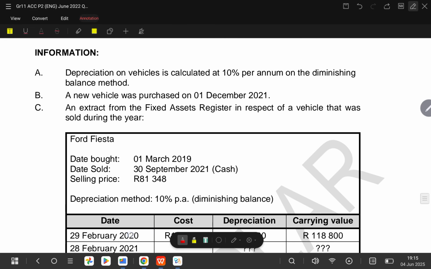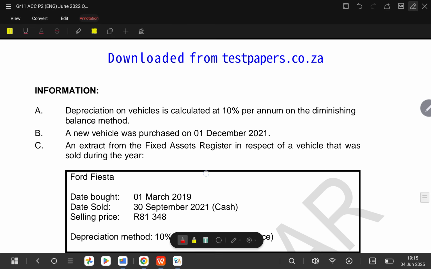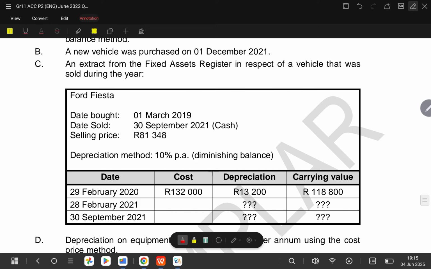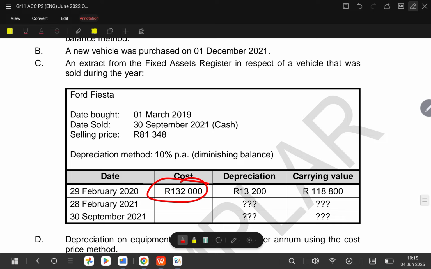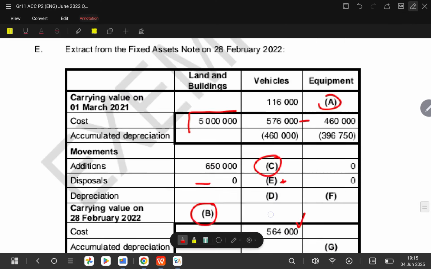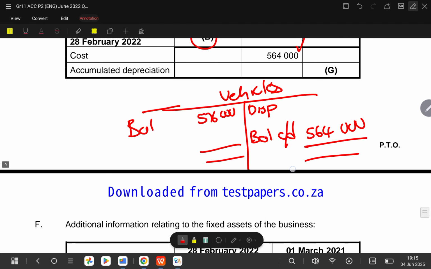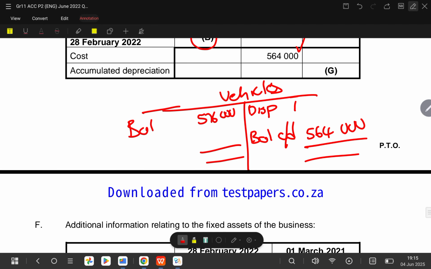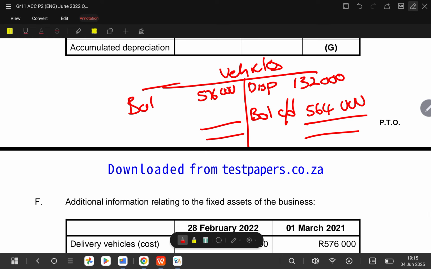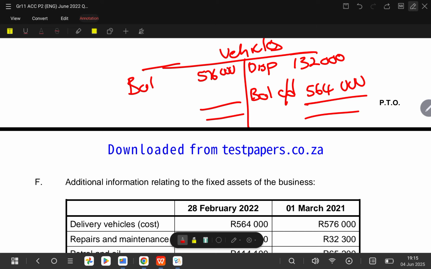So if you go to our information, they said there's an asset that was sold. What we are interested in here is the cost price of that asset. The cost price of that asset is 132,000. So that 132,000, you are going to record it here. Disposal, 132,000. So you see, it tells you that you're going to say 564,000 plus 132,000, you minus your balance at the beginning. So that's why I was talking about a bottom-up approach.